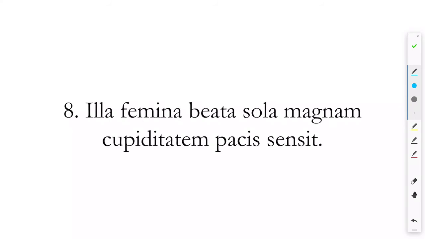Sentence number 8. Illa femina beata sola magnam cupiditatem pacis sensit. Femina is the only noun in this sentence that can be the subject. The woman sensit, felt, sensed. And then the illa, the beata, the sola, they all modify femina. That woman, that blessed woman alone felt a great desire for peace. Pacis is genitive singular feminine. Literally, it says a great desire of peace, but we use the phrase great desire for peace.